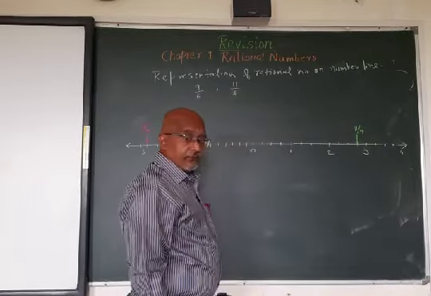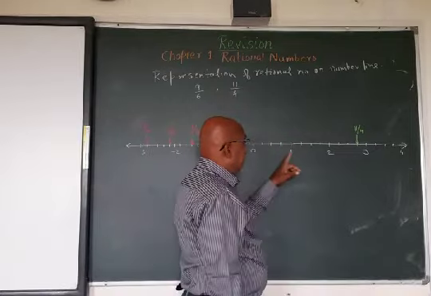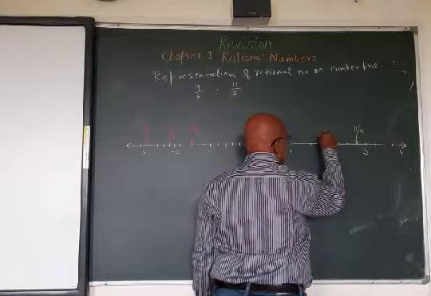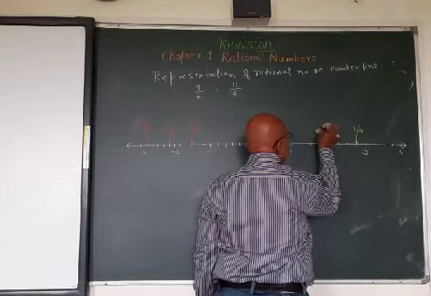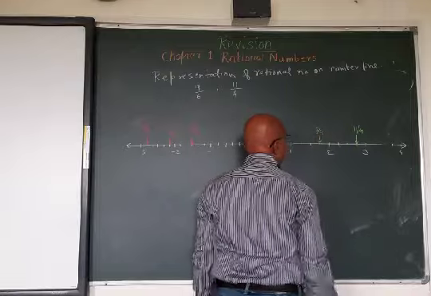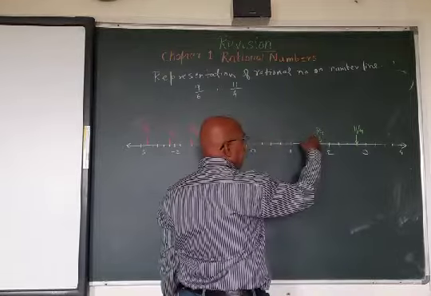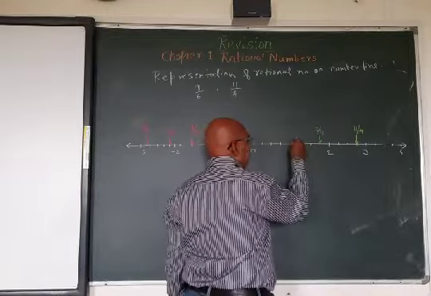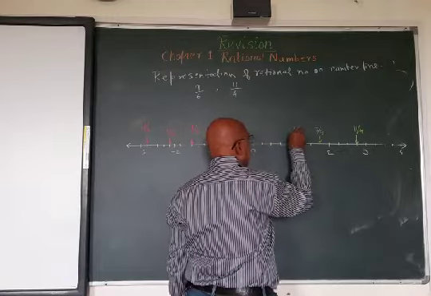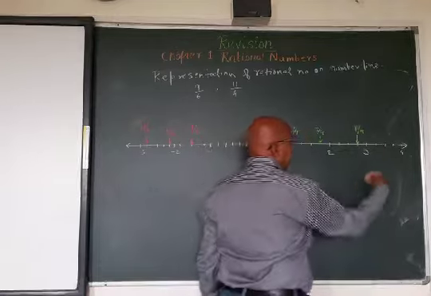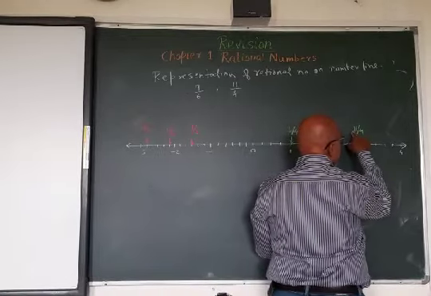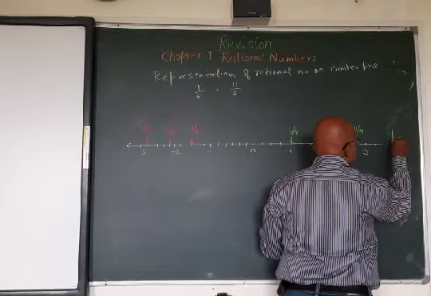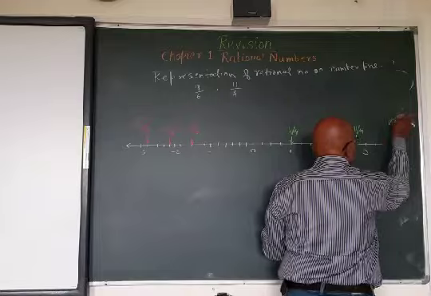In the same way you can show 7 upon 4. How? 11 minus 4 is 7. So 1, 2, 3, 4, this will be 7 upon 4. Again minus 3, 7 minus 3 is 4. So this is 4 upon 4. Go further, add 4 to this and we get 15: 1, 2, 3, 4. So this is nothing but 15 upon 4.